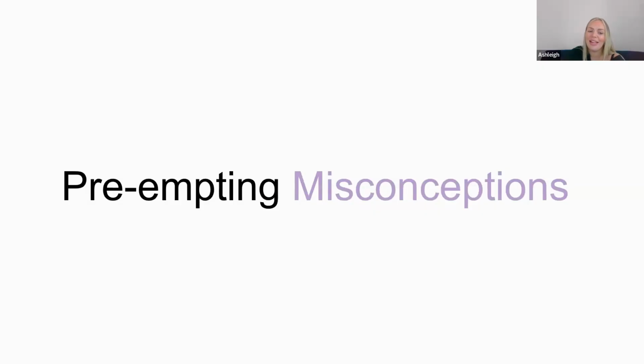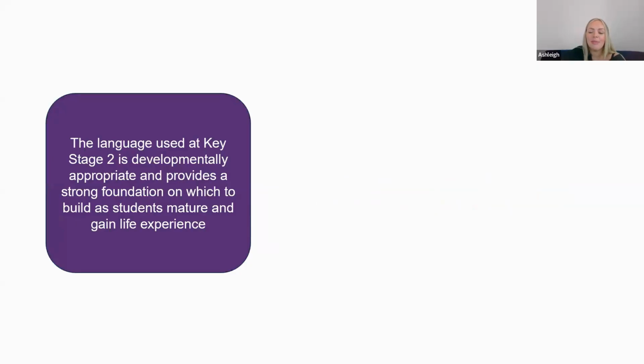So let's have a look at preempting misconceptions. Now, by misconceptions, I mean a student has potentially been taught something in a more basic way, which is absolutely okay. I know as scientists sometimes, or as science teachers, we really fixate on things being really accurate, but the language used at Key Stage 2 is developmentally appropriate for those young people. It provides a strong foundation on which to build as a student matures and gains life experience.